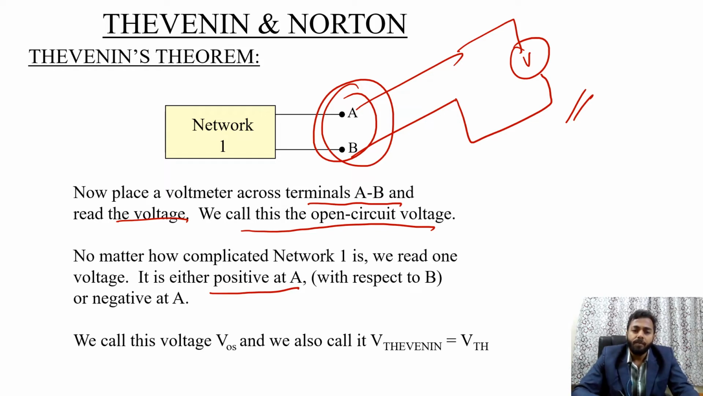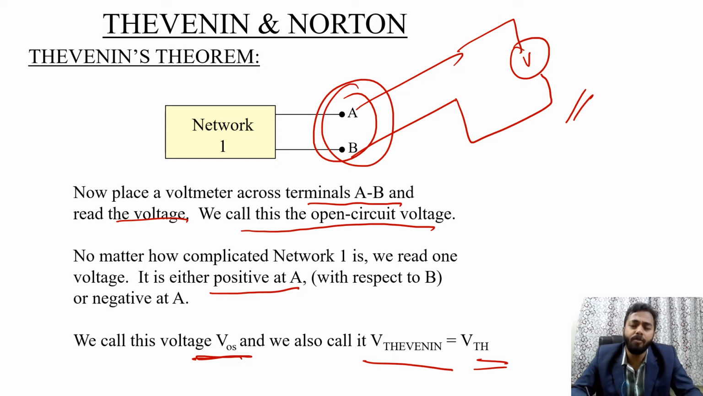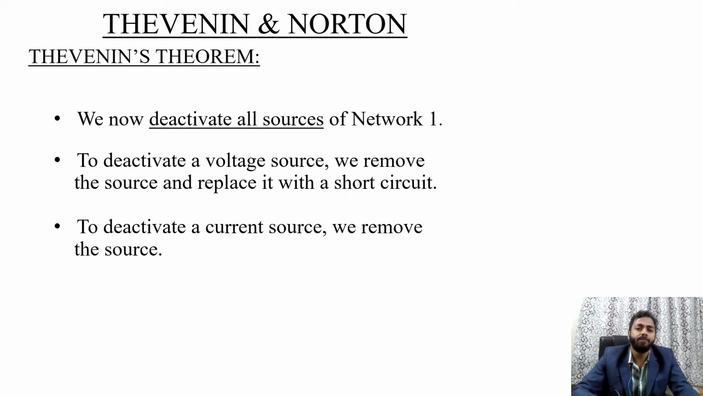We call this voltage the V OC, or the open circuit voltage, or we can also call it the Thevenin's voltage, because we are assuming the load between A and B is disconnected. Now it acts as an open circuit voltage. We have to find the open circuit voltage between terminals A and B.